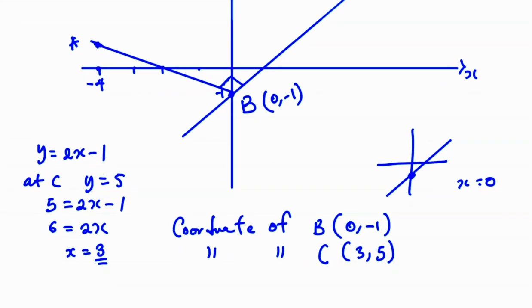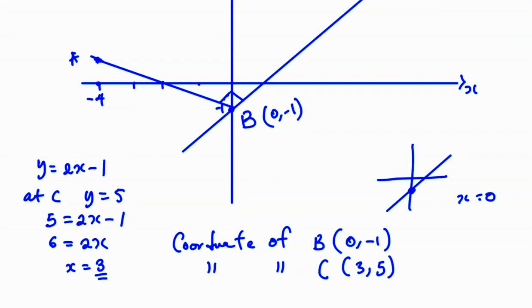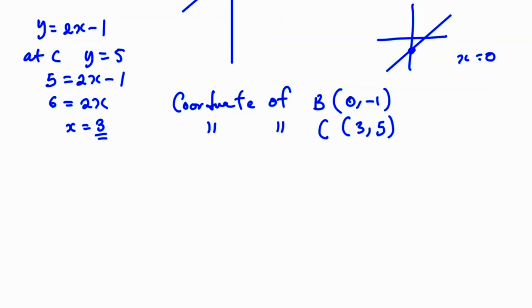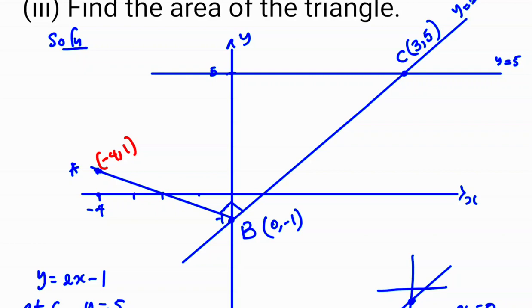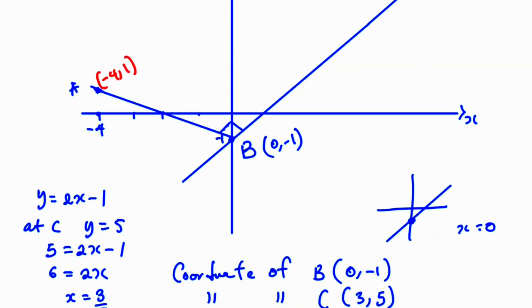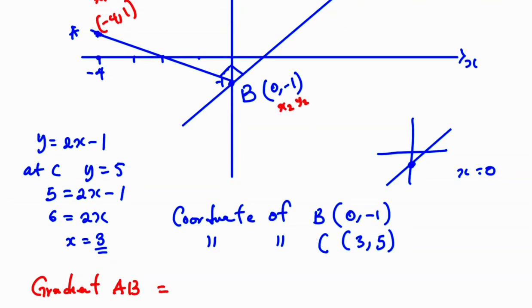Okay, good. So let me start with the gradient of AB. But do not forget that this is minus 4 comma 1. All right. So let's start with AB. Gradient of AB. Now remember, I can use this as my x1, y1. I can have x1, y1 here, and I can have x2, y2, depending on what I want, okay?